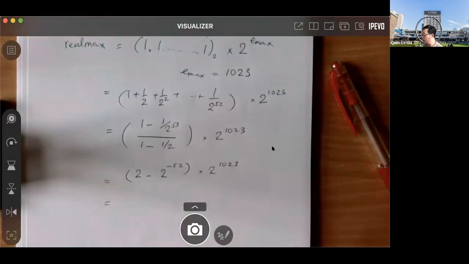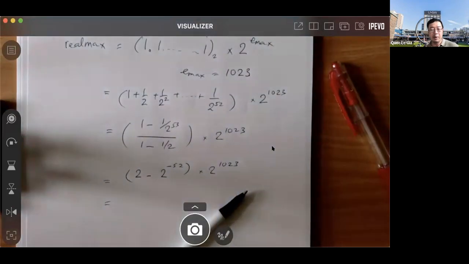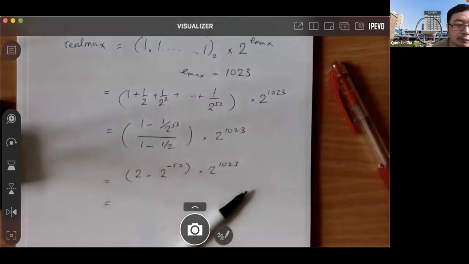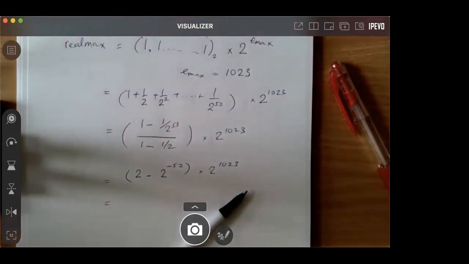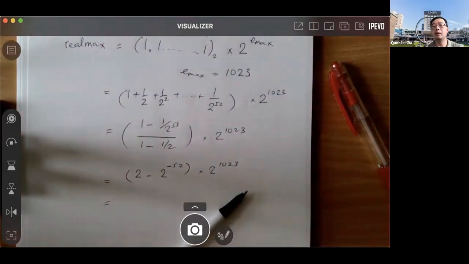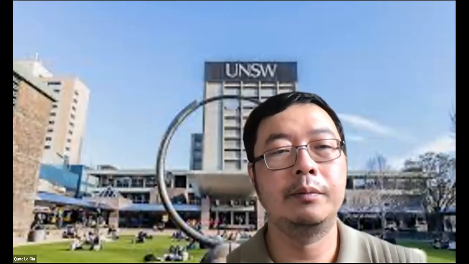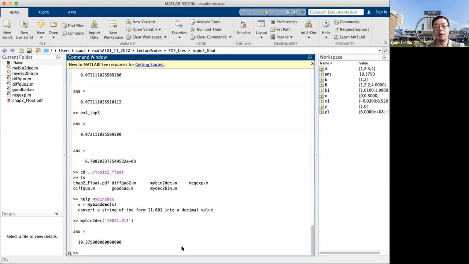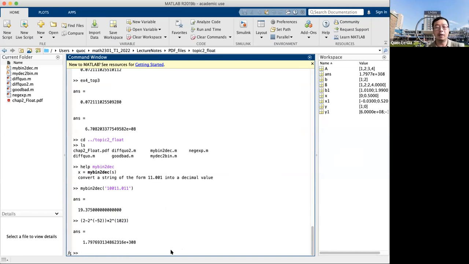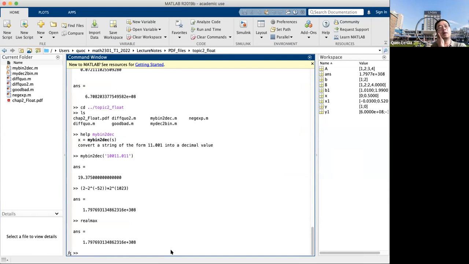Okay, this is a big number, so you cannot do it by hand, but suppose I put it in MATLAB. If you put this number in MATLAB, then you get exactly real max. So I put 2 minus 2 to the minus 52, and I multiply with 2 to the power 1023, and I got this number, and this number is exactly real max. Okay, so you see that.